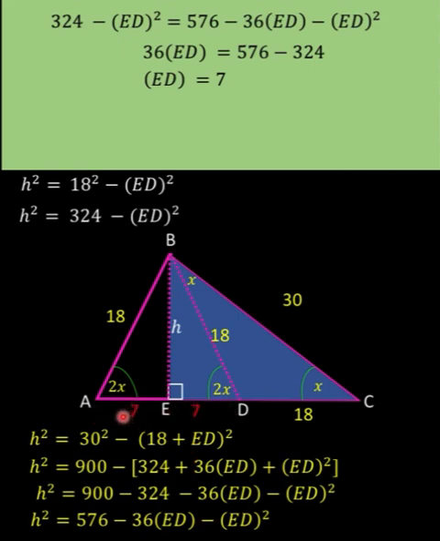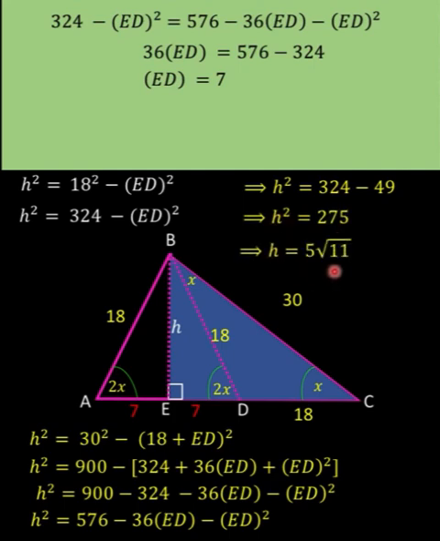So we now know what is the length of the base AC, but we do not know yet what is the length of the altitude h. But by knowing the length of ED to be 7, we can now solve for h this way. h squared equals 324 minus ED, which is 7 squared. So 7 squared is 49. So h squared is equal to 275. Getting the principal square root, we have h equals 5 square root of 11.